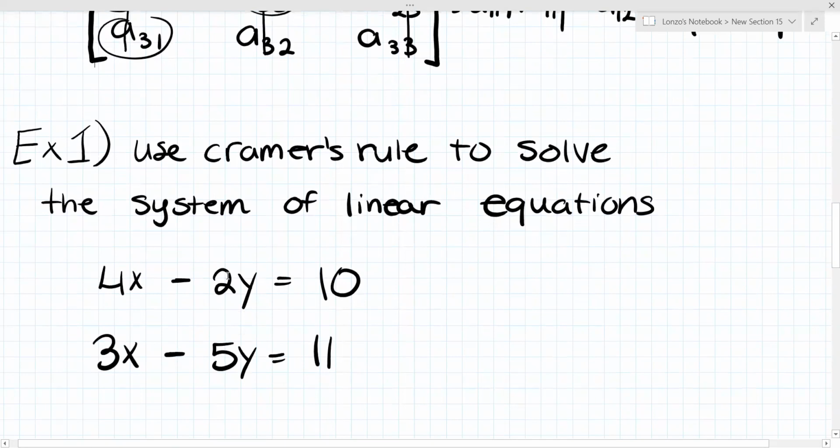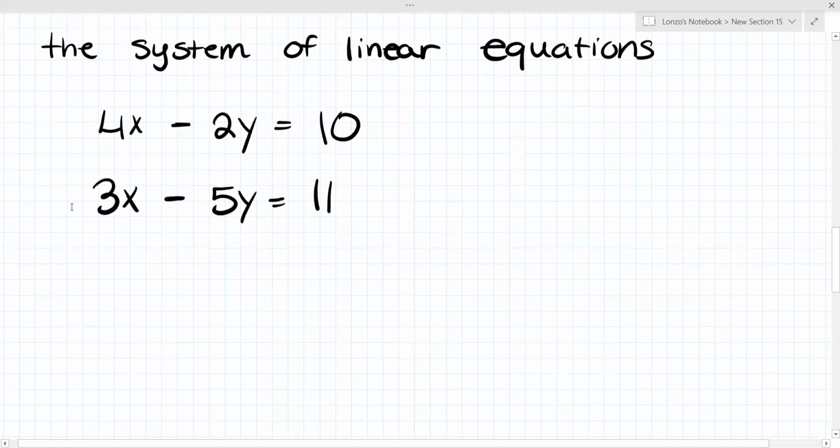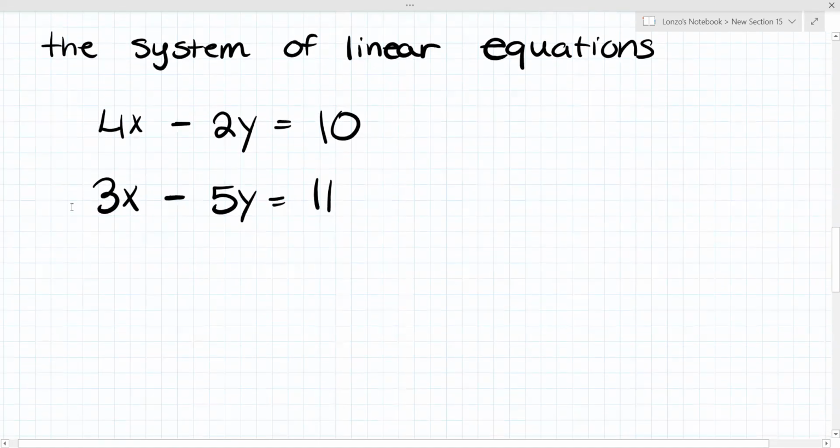So example 1 says use Cramer's rule to solve the system of linear equations. You have 2 unknowns, x and y, right? And yes, it does look tempting to use just elimination, but we're going to use Cramer's rule. So the first step in Cramer's rule is to find the regular determinant, right? So how do we find the determinant? You set up a matrix. Going column x, I write down the coefficients. The column x has coefficients of 4 and 3. And the coefficients of y are -2 and -5. And then you just cross multiply.